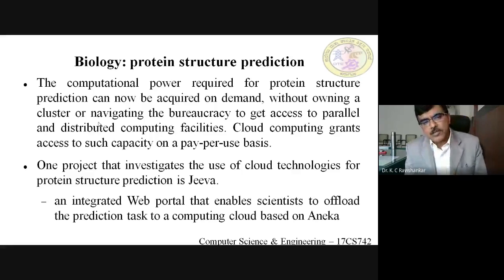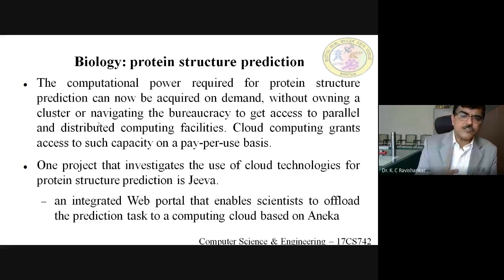So in biology also we can do that. One project that investigates the use of cloud computing technologies for protein structure prediction is JIVA.